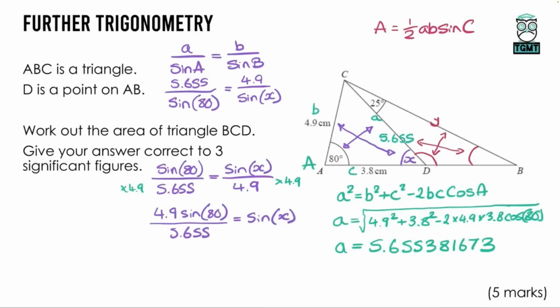Now we don't want to know what sine x is, and hopefully you are sort of confident with trigonometry in the sense that we need to do the inverse of sine. You can type it all in one go, or you can type in 4.9 sine 80 over 5.655 and then do the inverse sine of your answer. That's how I'm going to do it. So I'm going to type in 4.9 sine of 80, and on the bottom 5.655. And when I type this in, I'm going to type in a few more of the decimals as well, just to make sure it's as accurate as it can be.